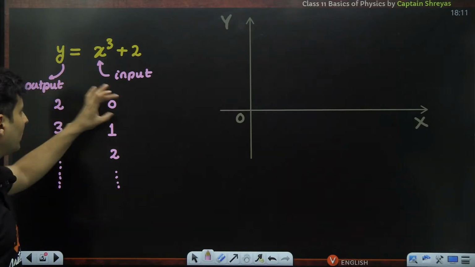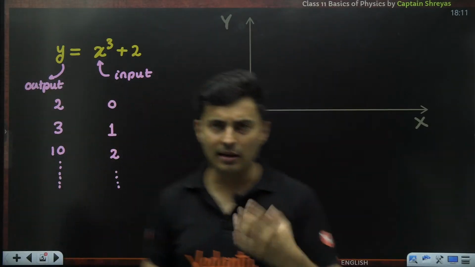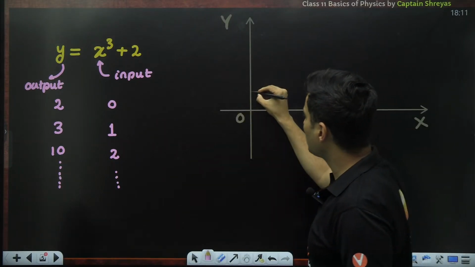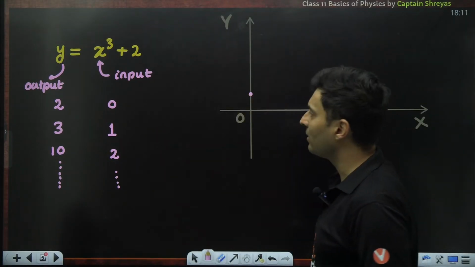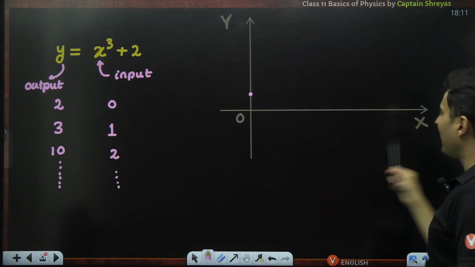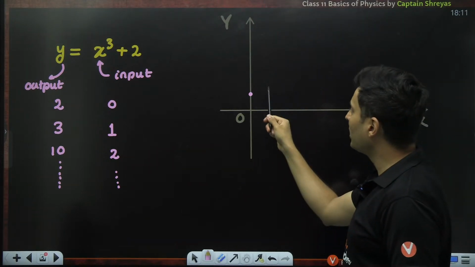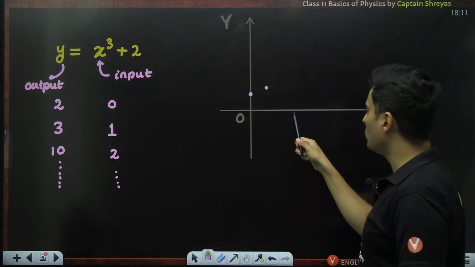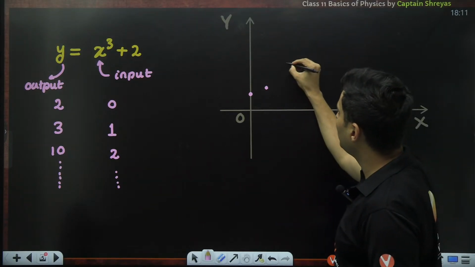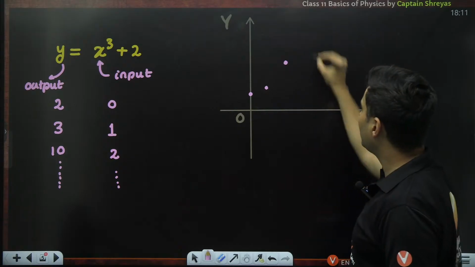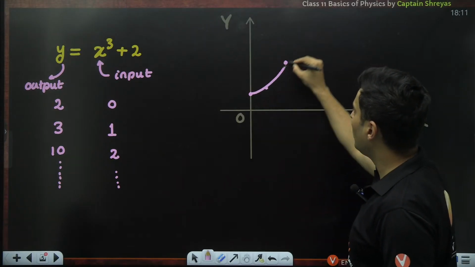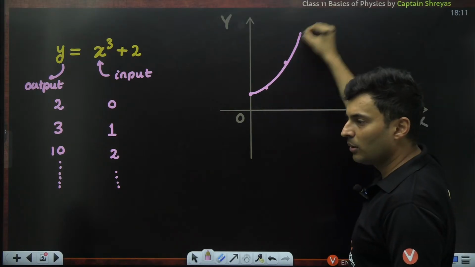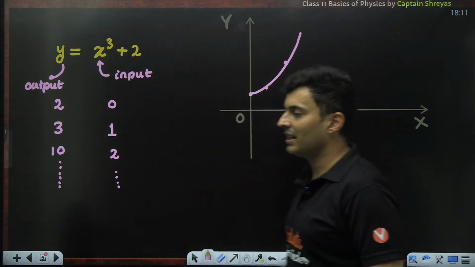So if I start plotting these points on the graph, when the input is 0, the output is 2. So already I have some value over here. When the input is 1, that means the x value is 1, the output is 3. So maybe somewhere over here. When the input is 2, then the output is suddenly going to 10. And maybe later on it might go over here. So if I join all these points, maybe I get a curve like this. So this is the curve which represents that equation.